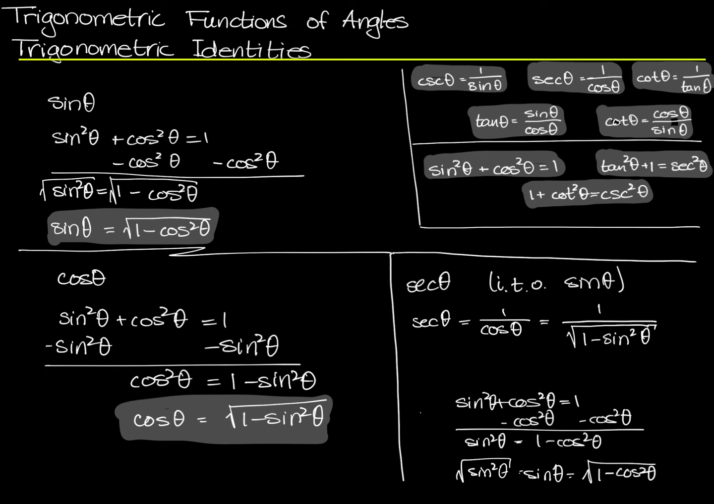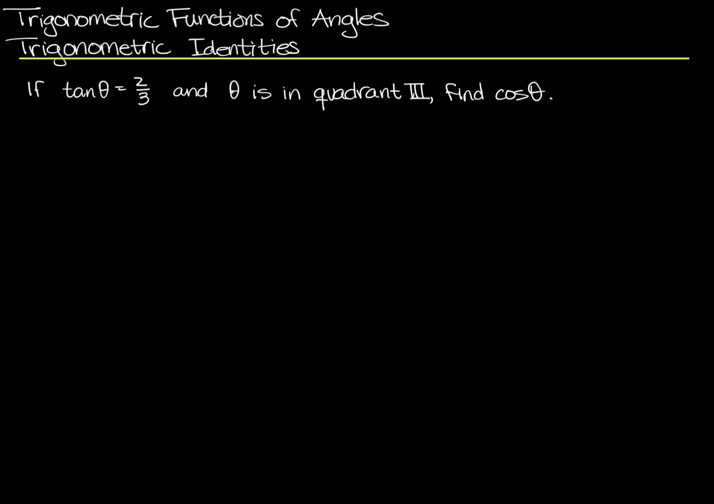All right, let's take a look at the example. Let's see, what page is that on? Example 6 is on page 497. I'll write it out, but I'm going to talk through it in a different way than the book approaches it. Okay, here's our question. If the tangent of theta is 2/3 and theta is in quadrant 3, find the cosine of theta.